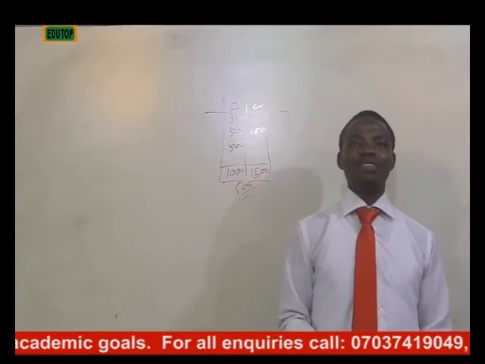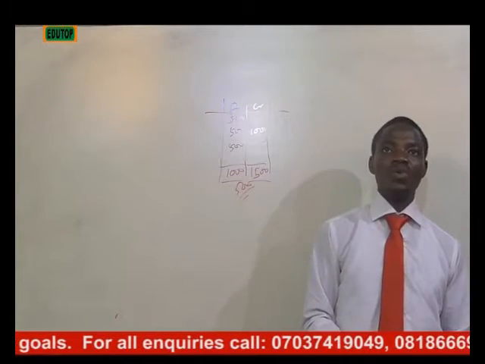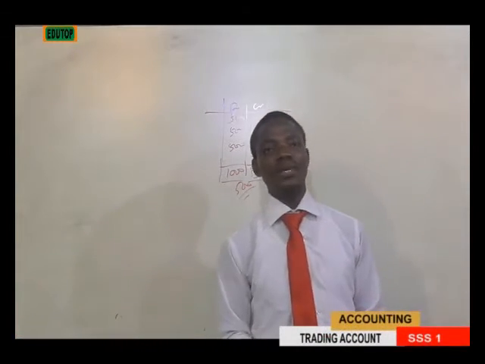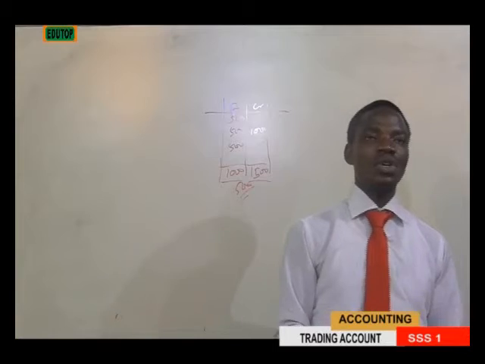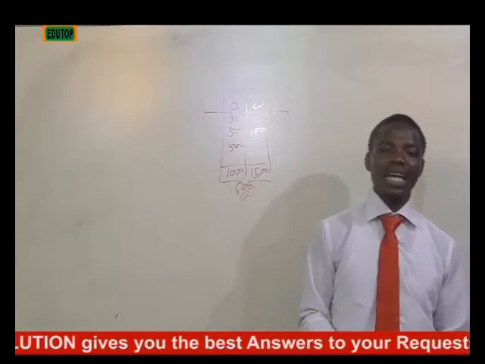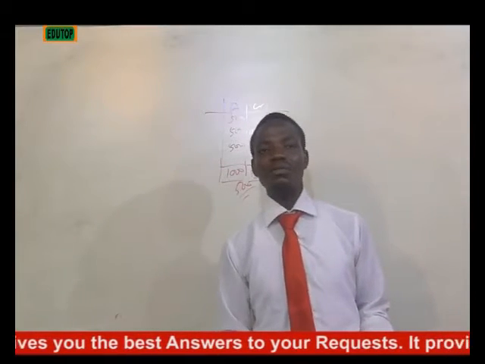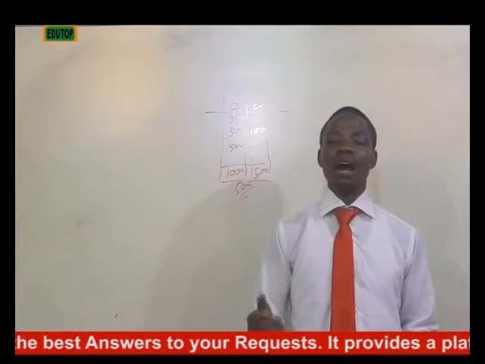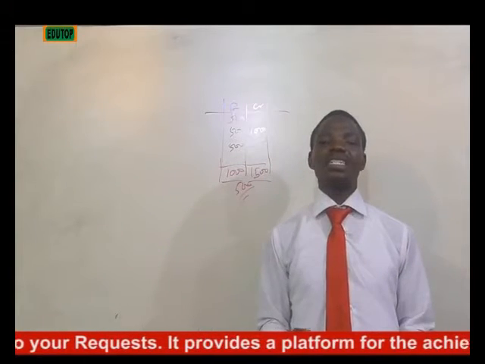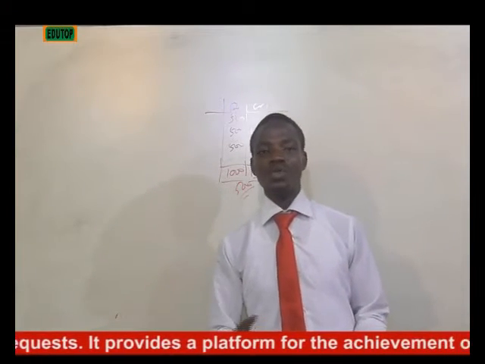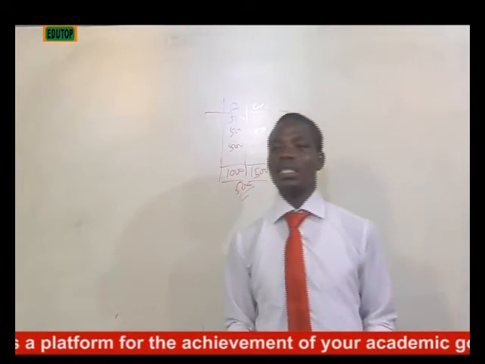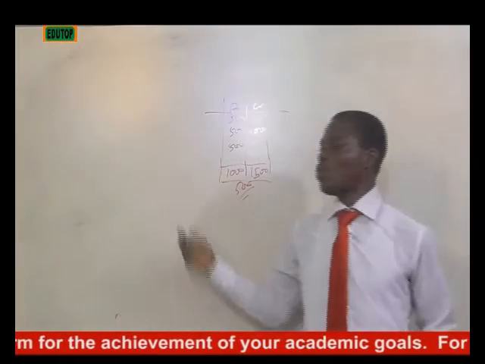You know that when you make a transaction, you can make it on a cash basis or credit basis. So when you make sales, you can make sales on a cash basis or credit basis. But that doesn't prevent you from calculating the total sales at the end of the day. So the total sales, both the credit and cash, must be totaled together to get your total sales during the period. Then we have return inward.